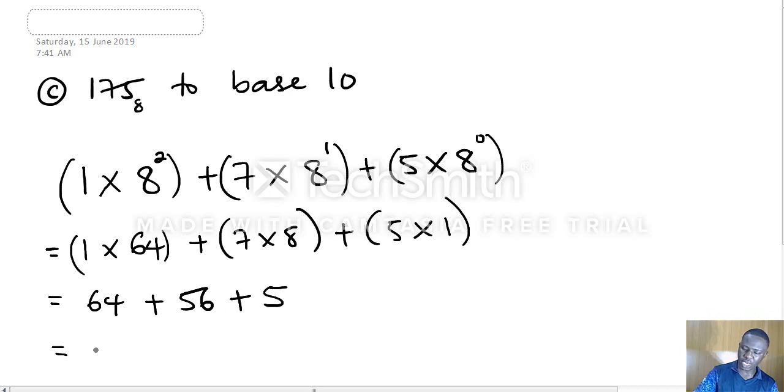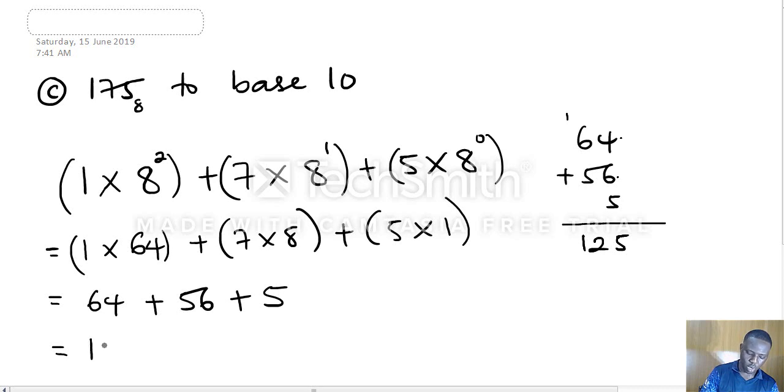And when you sum them up together, what will you get? 64 plus 56 plus 5. No need of writing the second addition. So this becomes 5, carry 1, and this is 12. So therefore, this is said to be 125 base 10. So in converting from base 8 to base 10, you use the expanded method and then you simplify.